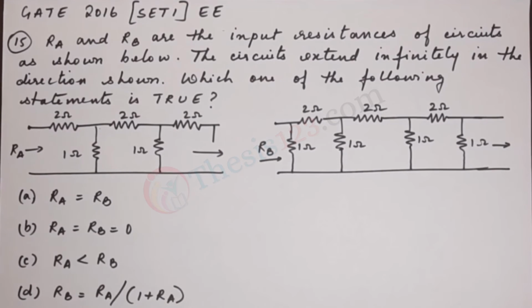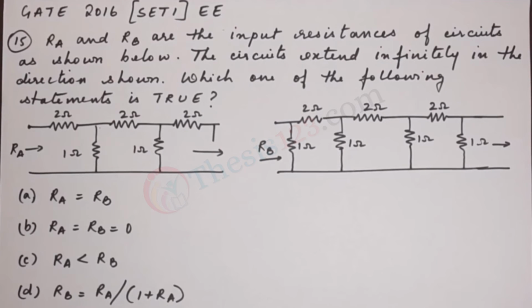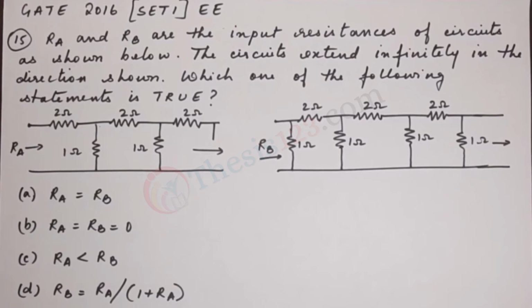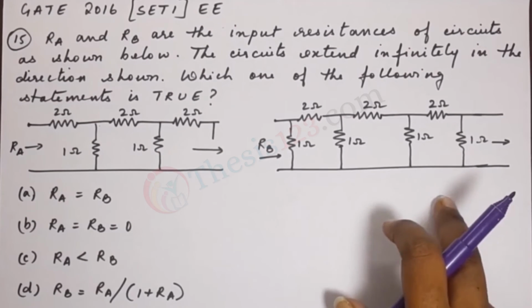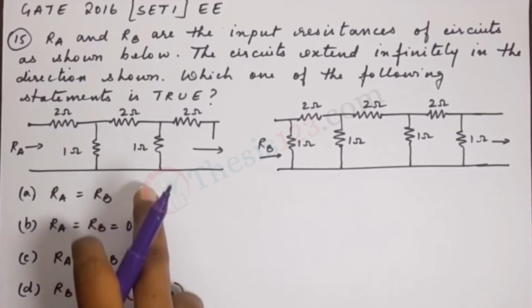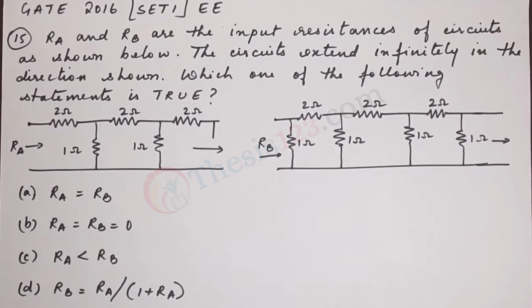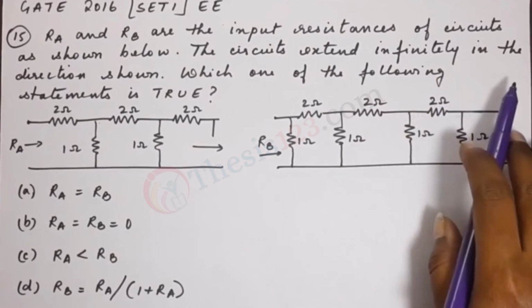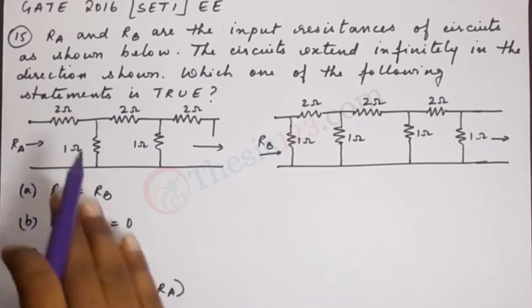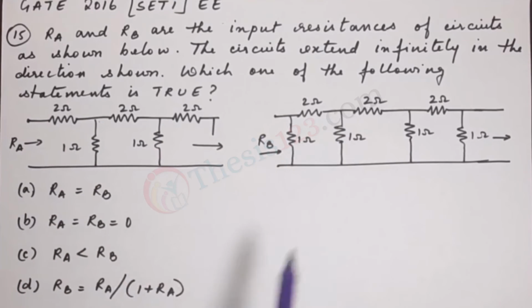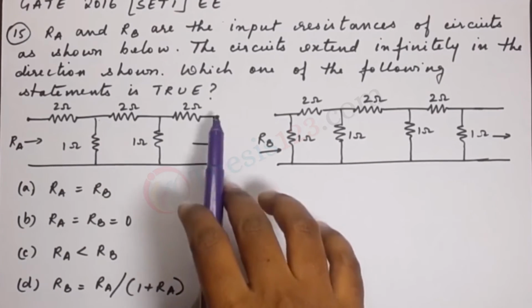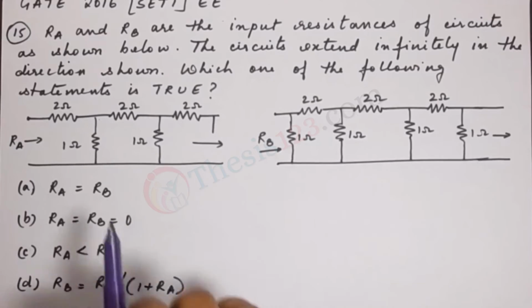Here's question number 15. RA and RB are the input resistances of circuits as shown below. So we have two circuits here. RA is the input resistance to this circuit, RB is the input resistance to this circuit. The circuits extend infinitely in the direction shown. So they continue on this way. So this circuit will continue on with a 1 ohm resistor here, a 2 ohm resistor there, and so on.